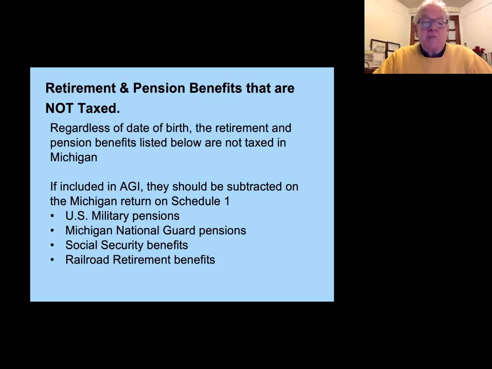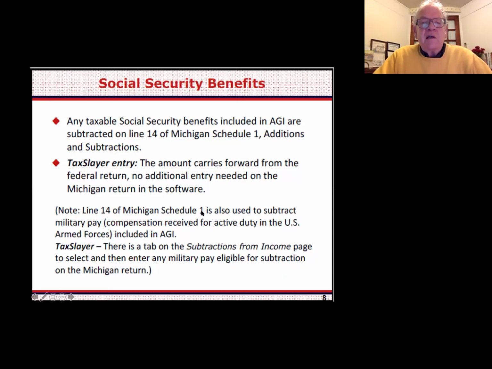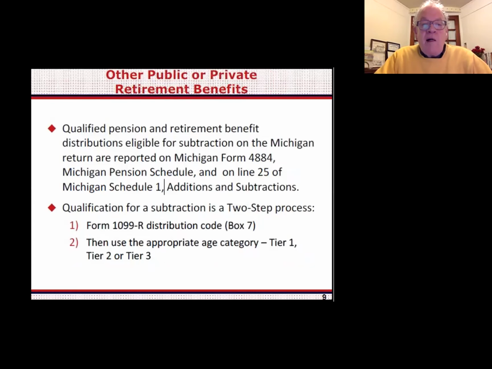So again, as Martha said, these items here are never taxed. Military pensions, National Guard pensions, Social Security benefits, railroad retirement benefits. 99% of what we see are Social Security benefits. Anything that's taxable in AGI is automatically subtracted in Schedule 1. Qualified pension and retirement benefit distributions eligible for subtraction do get reported on Form 4884.